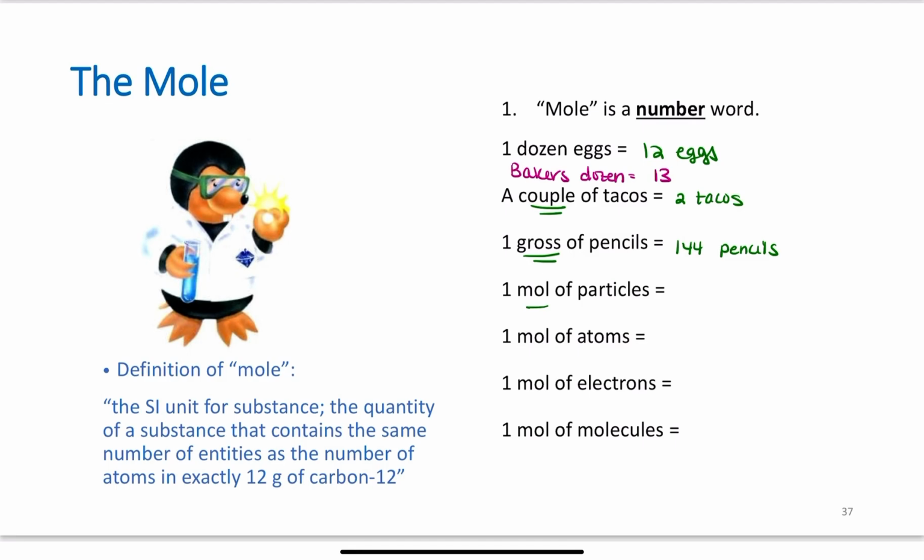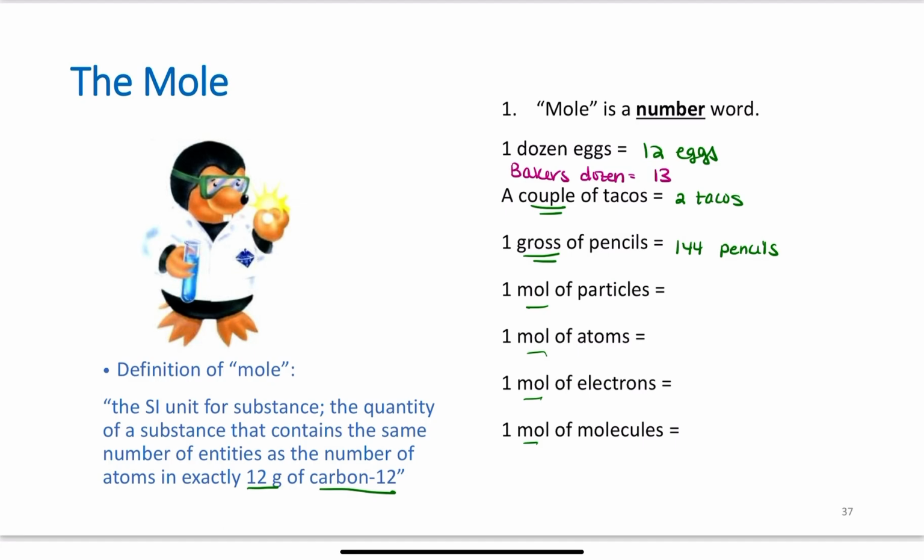So if I'm saying a mole of something, I'm saying a specific number of that item. It tells me it's the SI unit for substance. Remember, SI, that's our standard units. And so of a substance, the quantity of substance that contains the same number of entities as the number of atoms in exactly 12 grams of carbon-12. So if I have exactly 12 grams of carbon-12, I have 1 mole of carbon-12.